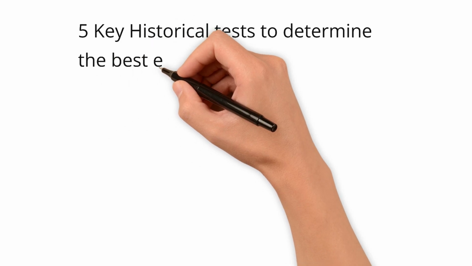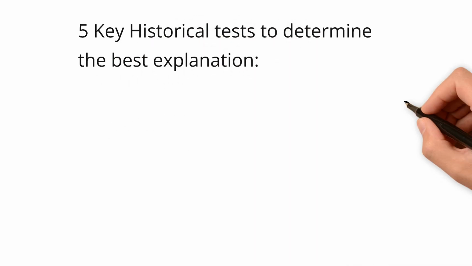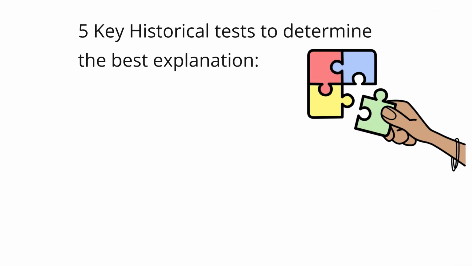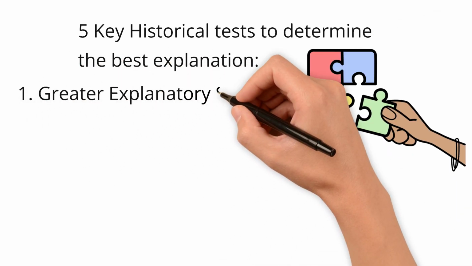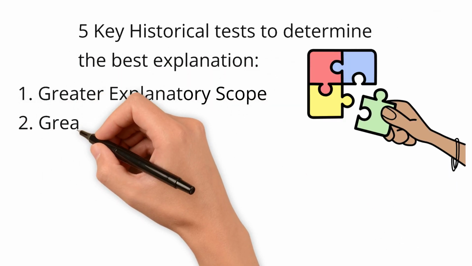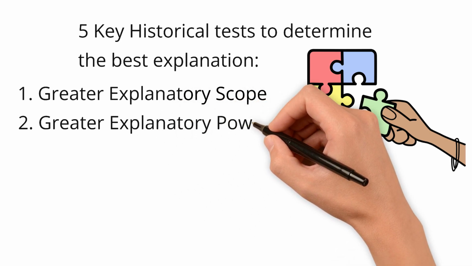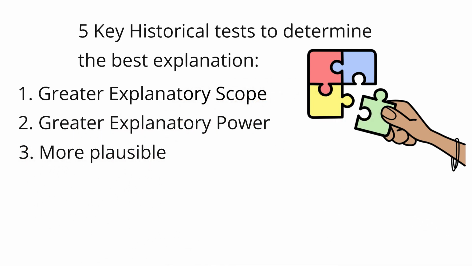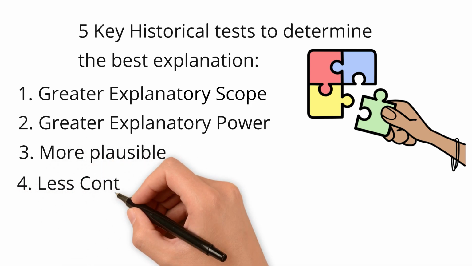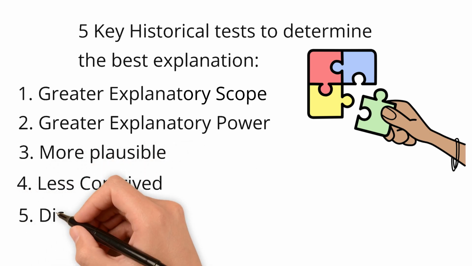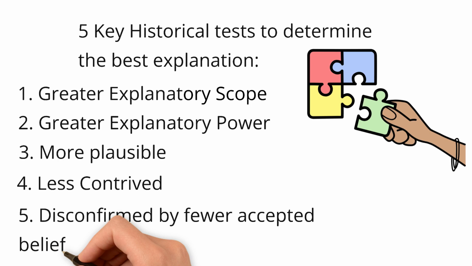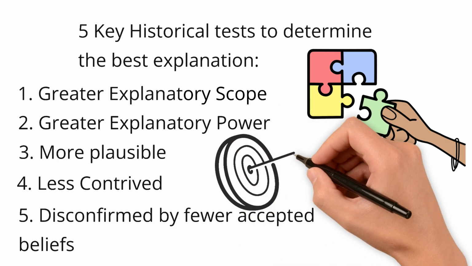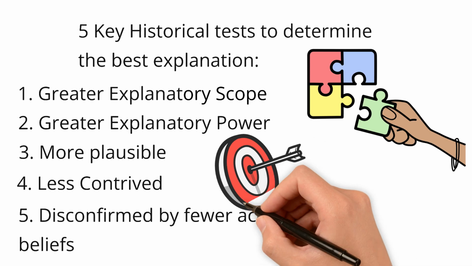The best explanation of an event will have, number 1, greater explanatory scope, meaning it will explain more of the evidence. Number 2, greater explanatory power. It will explain the data more effectively. Number 3, it will be more plausible. Number 4, it will be less contrived. It won't require adopting many new beliefs that have no independent evidence. Number 5, it will be disconfirmed by fewer accepted beliefs. It won't conflict with as many accepted beliefs.